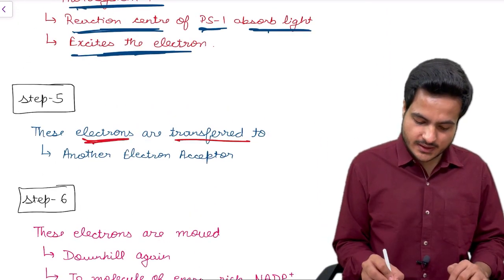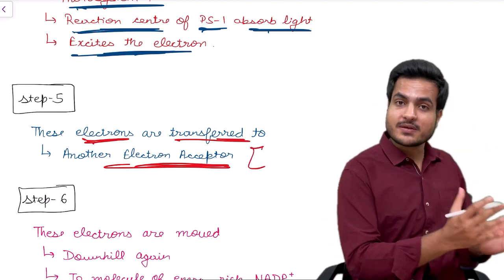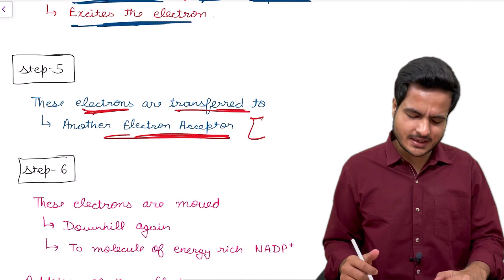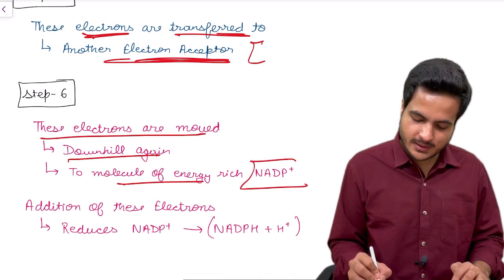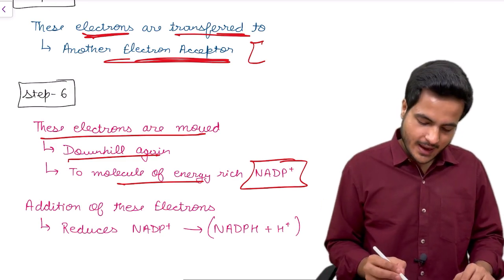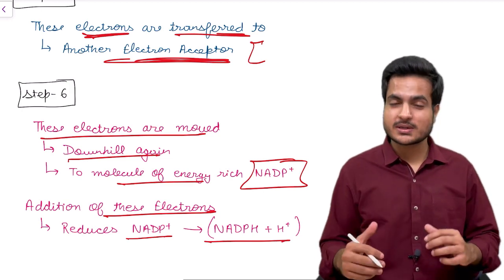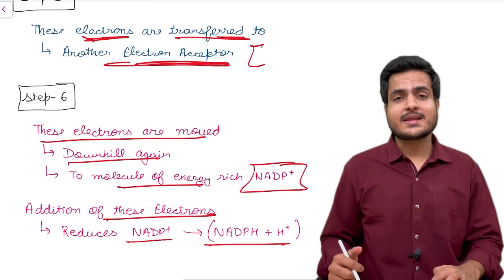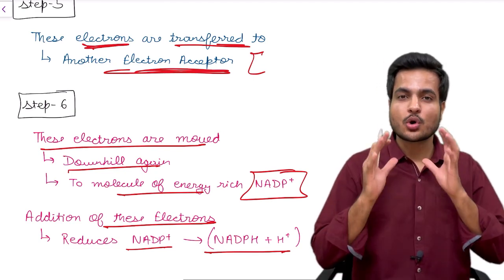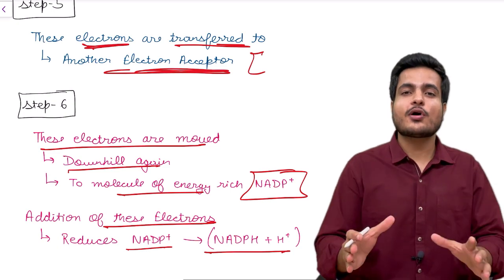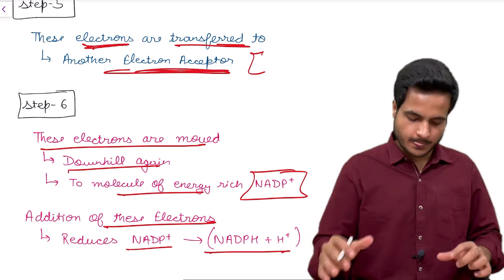These excited electrons are transferred to another electron acceptor which has higher redox potential as compared to the previous electron acceptor. And in the last step, these electrons are moved downhill to a molecule of NADP+, which I am calling a drug mafia. Addition of these electrons to NADP+ will lead to the formation of NADPH plus H plus molecule. Therefore, at the end, we have both ATP and NADPH plus H plus being formed in non-cyclic photophosphorylation. We call it non-cyclic because the electron, once gone, will never return back.